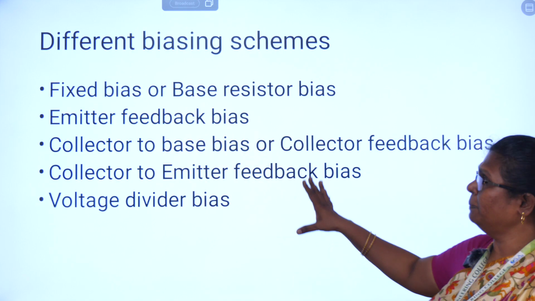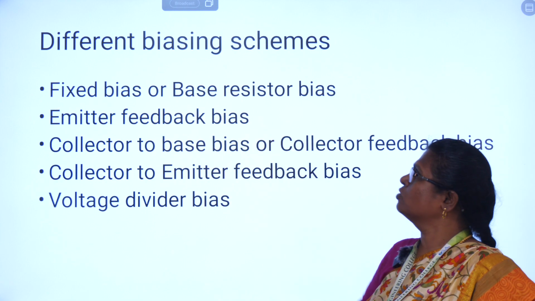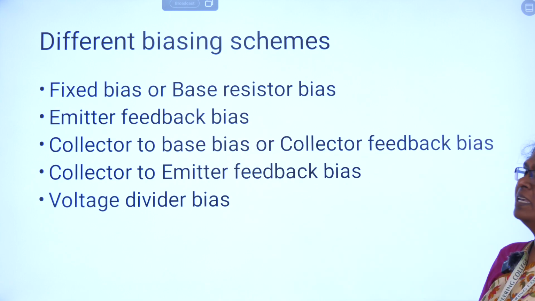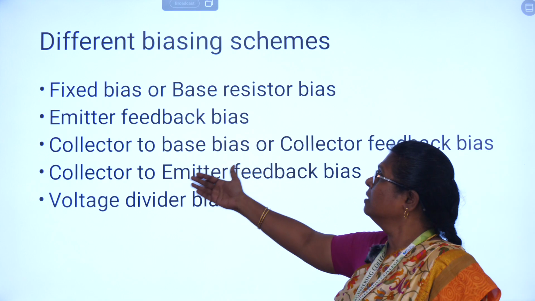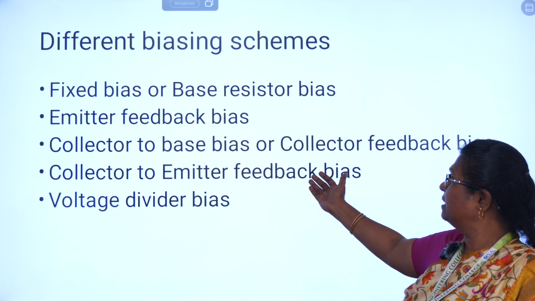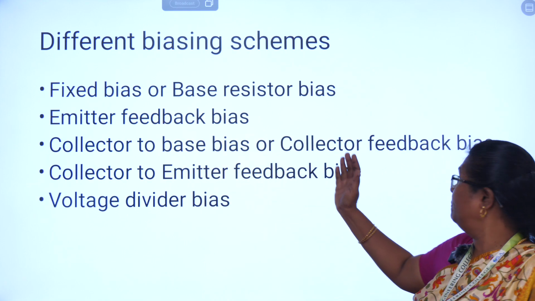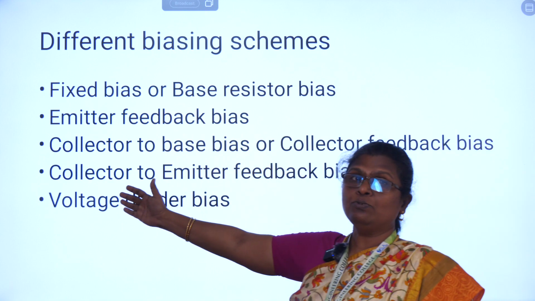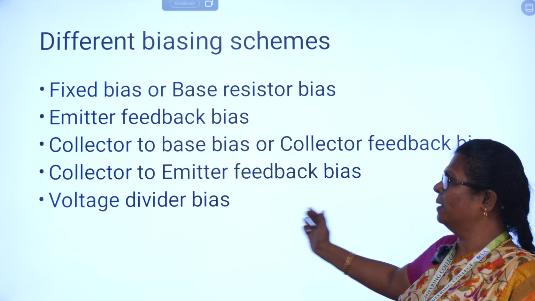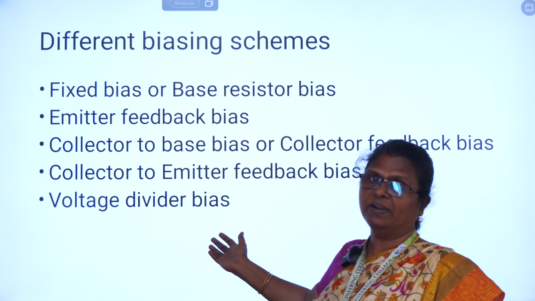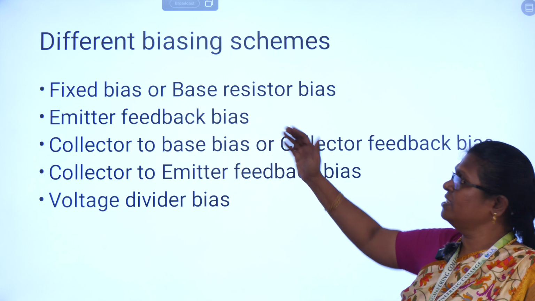There are 5 different major types. The first one is called fixed bias or base resistor bias. The second one is emitter feedback bias. The third one is collector to base bias, also called collector feedback bias. The next one is collector to emitter feedback bias. And the last one is voltage divider bias. Let us start with fixed bias.